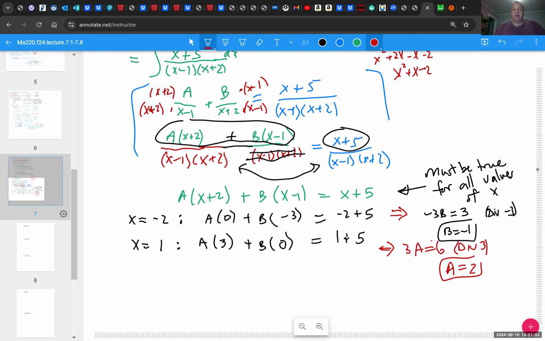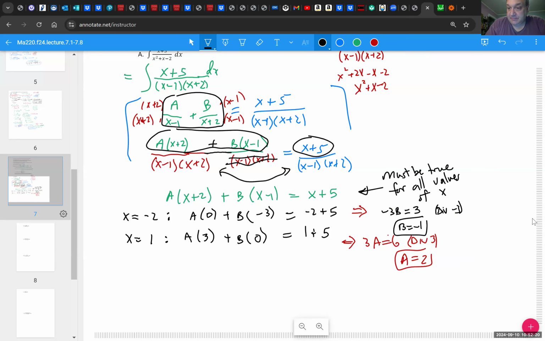So now I know that this decomposition that I want to bring into two separate fractions has to have A, 2 over X minus 1, and B, -1 over X plus 2. So that's sort of the algebra of deciding how to decompose our original integral into two smaller fractions.